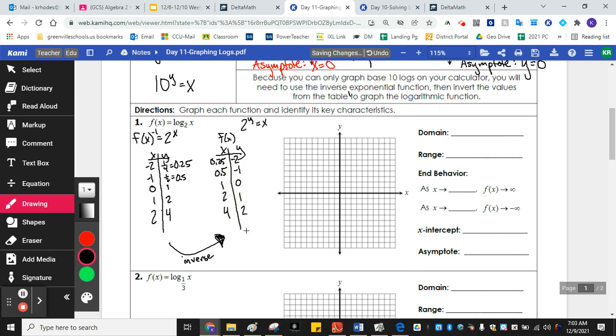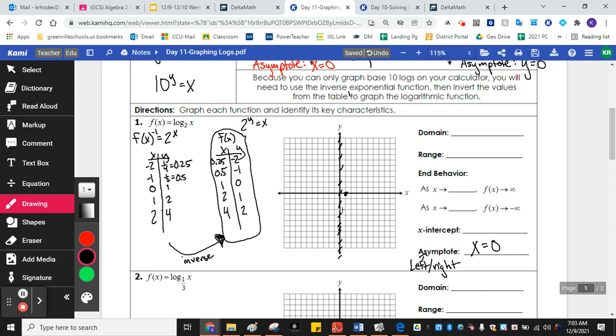Unless this graph is moved left or right, your vertical asymptote will stay at 0. I'll show you the transformation equation in a minute. So unless the graph is moved left or right, your asymptote will be at x equals 0. With exponential, it's up or down. With logs, it's left or right. Just to clarify. Okay, so these are the points we're graphing.